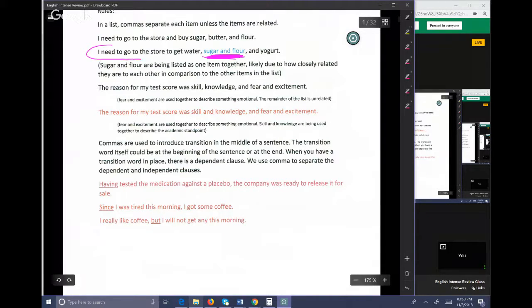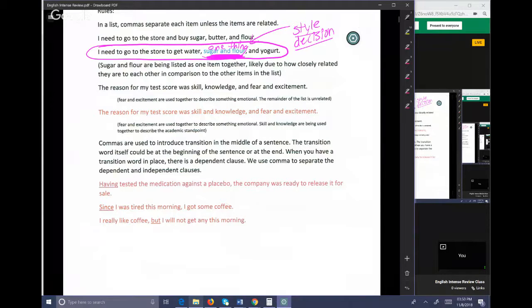So this sentence right here, same example that we looked at in the original class: "I need to go to the store to get water, sugar, and flour." These are like one thing. They're essentially saying these are one thing. And then yogurt. I could also have done "water, comma, sugar, comma, flour, comma, and yogurt." So it's a stylistic decision to decide to join those items together, feeling like they're similar enough that they're not separate items in the list.